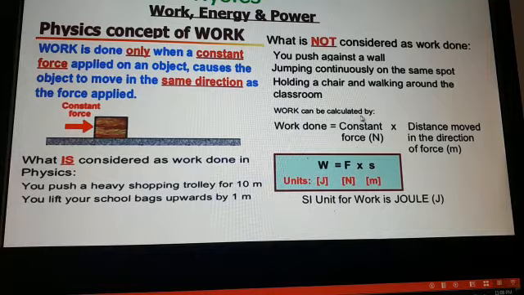The work can be calculated by force multiplied by the distance moved in that direction. In short, W is equal to F multiplied by S. The unit of work is joule.